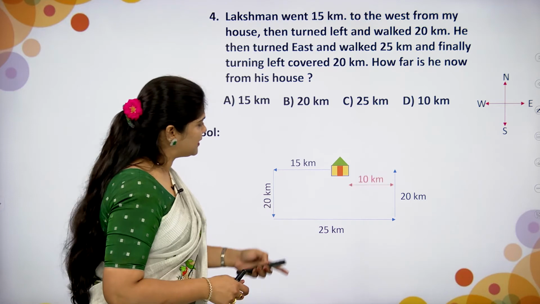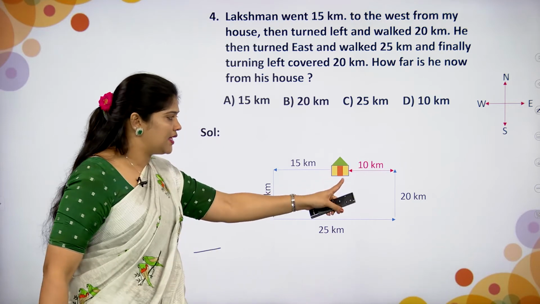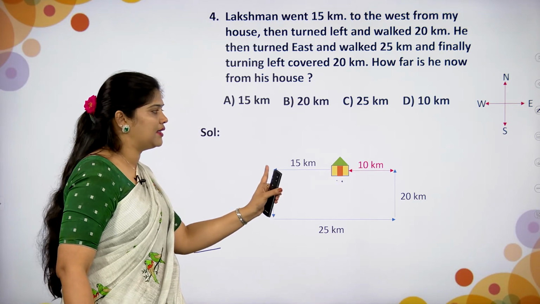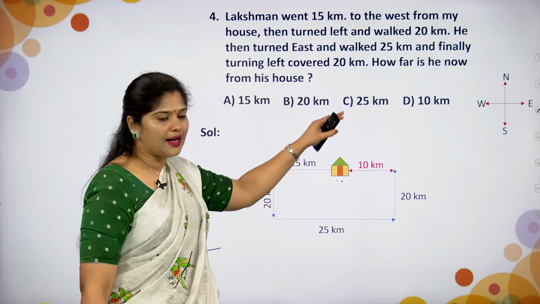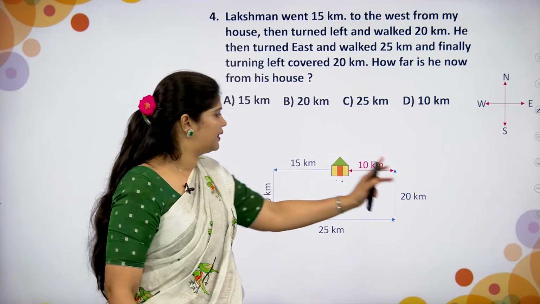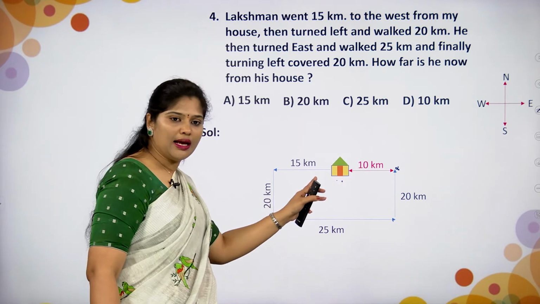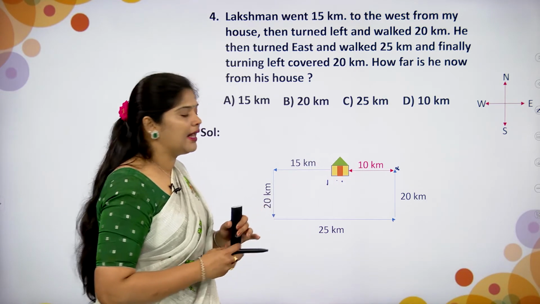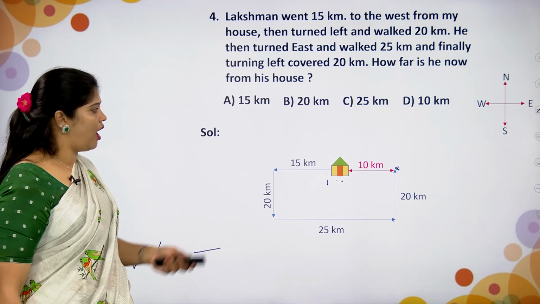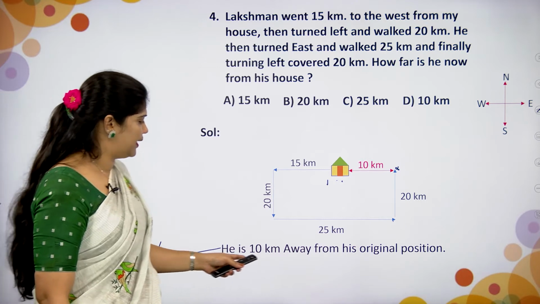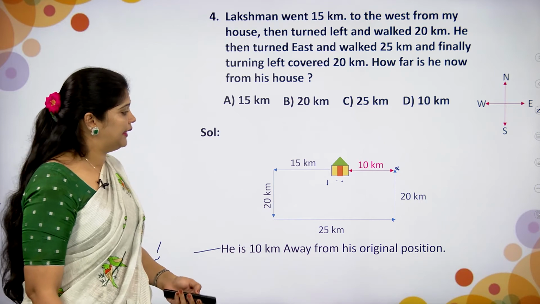How far is he from my house? Because here it is a total of 25, this is my house, and from here to here this is 15 kilometers, but he travelled 25 kilometers and takes a left of 20 kilometers, and this and this are the same. So from here he is there now, so he has to travel another 10 kilometers to reach my house. So, the option is he is 10 kilometers away from my original position. So, option D is the correct answer.